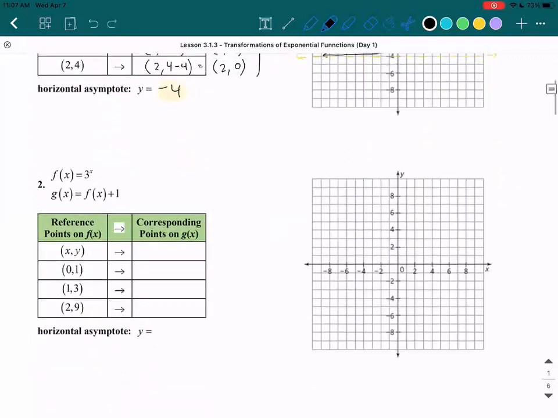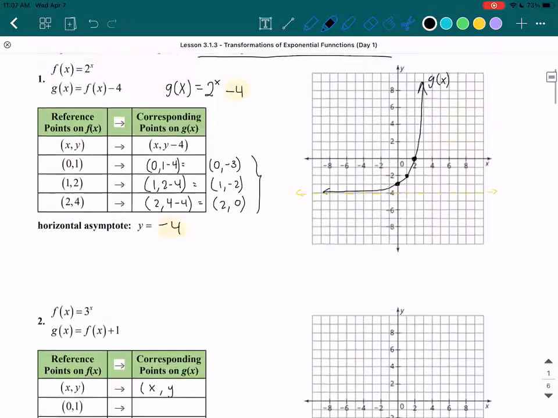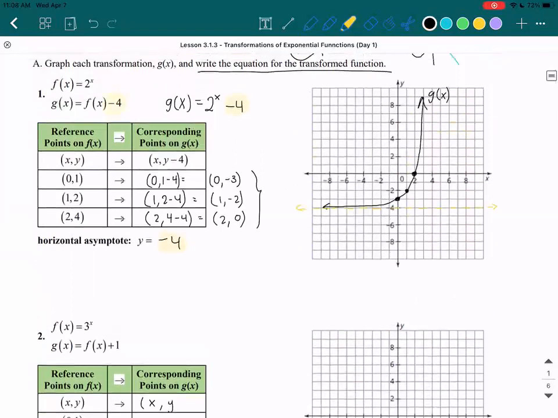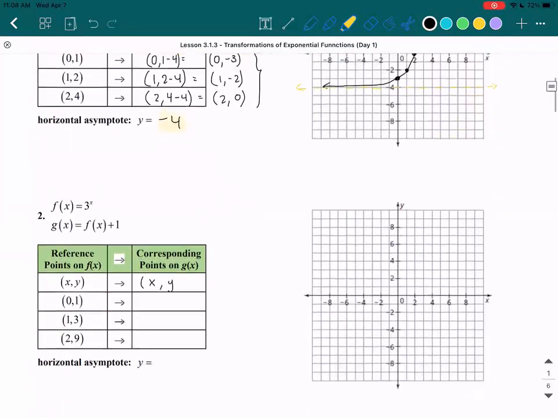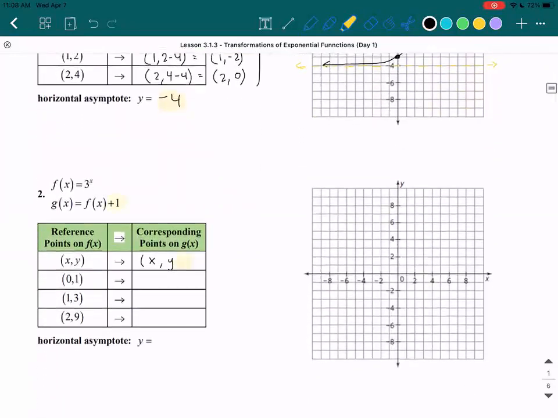In this case, we are adding 1 to the equation. So g of x is equal to f of x plus 1. So our corresponding points on g of x, if we're moving it up and down, we're not going to change our x value. So x stays the same, but we are going to change the y value. And so notice what happened over here. When it says minus 4 on the outside, that's y minus 4 over here. And so since this one says plus 1 on the outside, we're going to say y plus 1 over here.